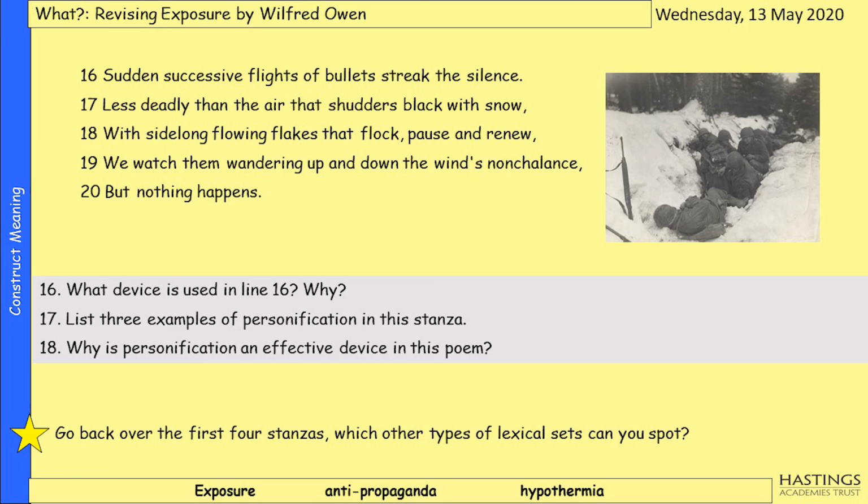Finally, for those of you who've attempted the STAR challenge, we've got several types of lexical sets within the poem, and I'm sure you can find more than the ones that I've found, but I've seen lexical sets for weather, for military and war, for boredom, and for sadness.